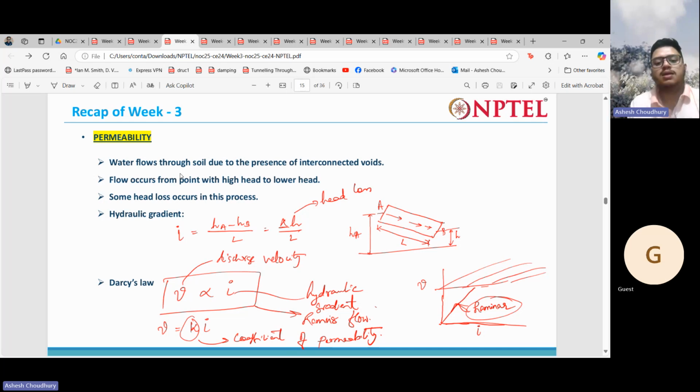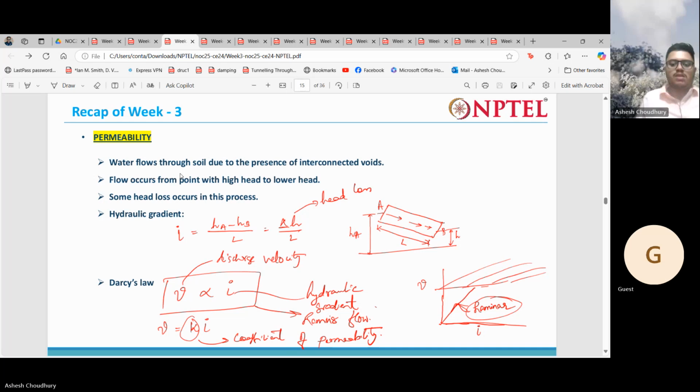So we can consider that the flow is laminar. Laminar flow means that there is no interaction between the different layers of fluid that are flowing. So in laminar flow, the layers of fluid flow smoothly.